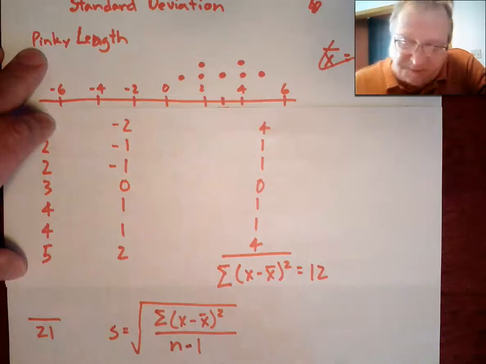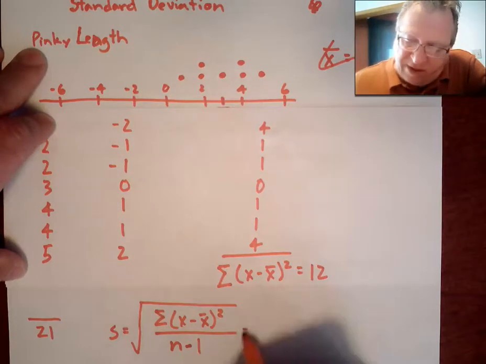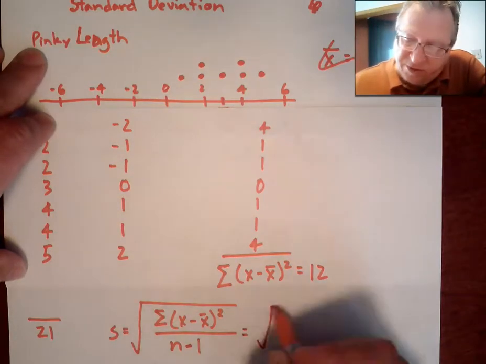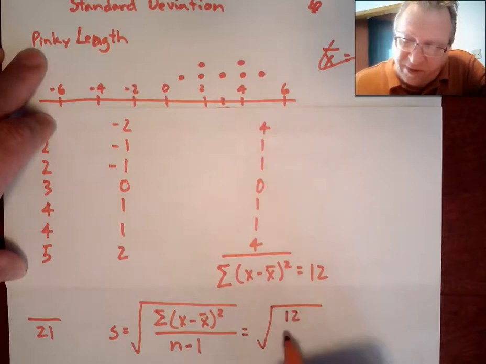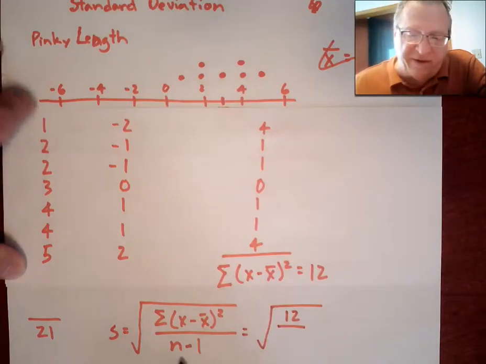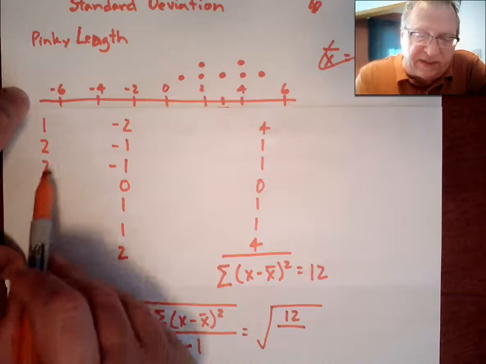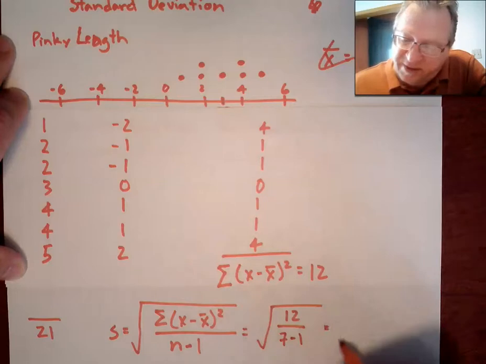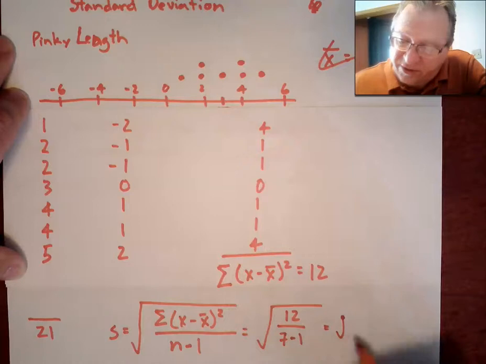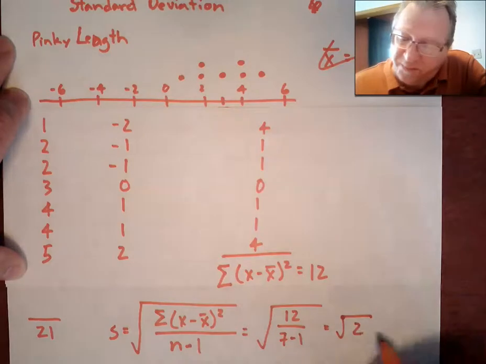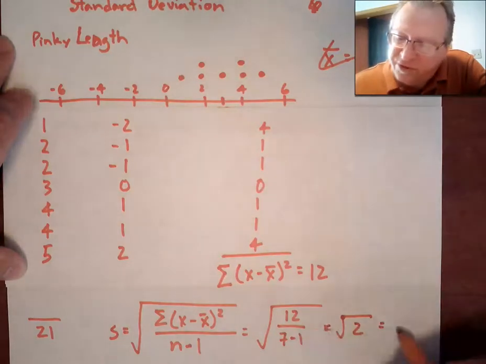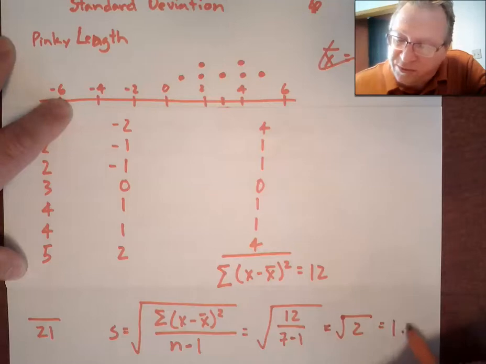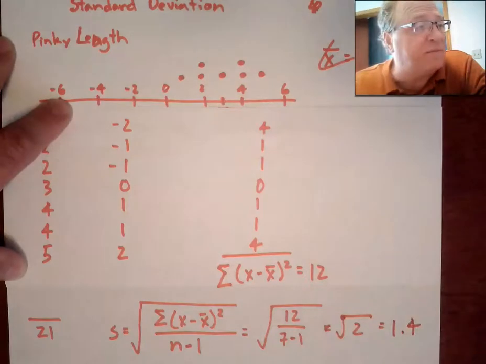Just accept it. Okay, so our value is going to be the square root of 12 over, let's see, how many values did we have? 1, 2, 3, 4, 5, 6, 7. 7 minus 1 is 6, which means we're looking for the square root of 12 over 6, or the square root of 2. And the square root of 2 is 1.4.